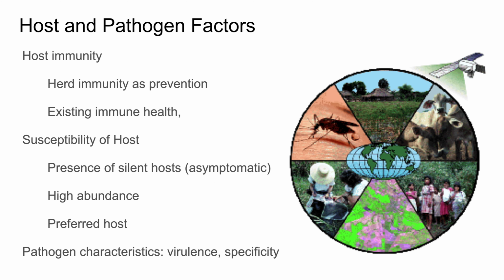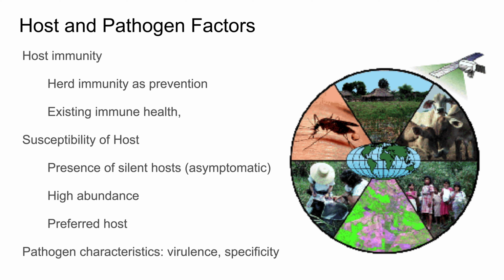There are lots of host and pathogen factors that can affect vectorial capacity. Host immunity. In host immunity, this could include vaccinations. Vaccinations induce something known as herd immunity in a population. And of course, the existing immunity or existing immune health of individuals in different areas. I'm sure there are different levels of immunity in different parts of the world in terms of certain diseases.